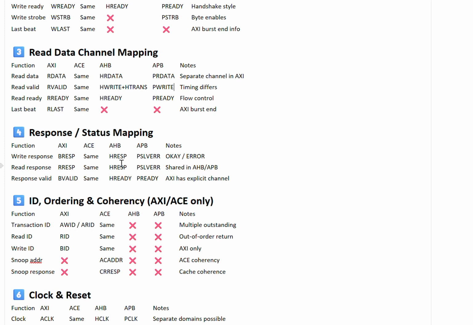Coming to the response or status channel, for the write response we have BRESP here, HRESP in case of AHB, and in case of APB, we have the PSLVERR signal. For read response, we have RRESP, and in case of AHB, we have HRESP. The same HRESP is used for that, and in APB we have PSLVERR. In case of AXI, we have BVALID and RVALID for the response valid, but we do not have any separate response valid signal in case of AHB and APB.